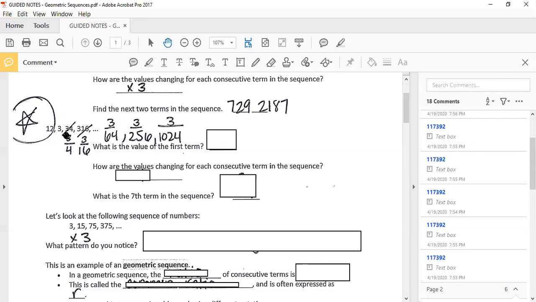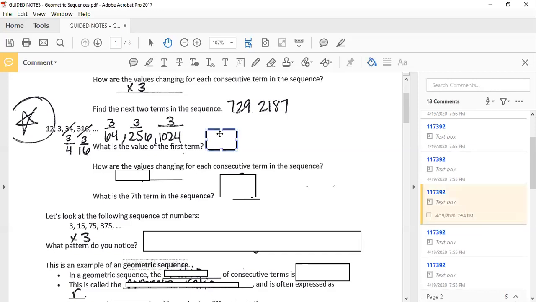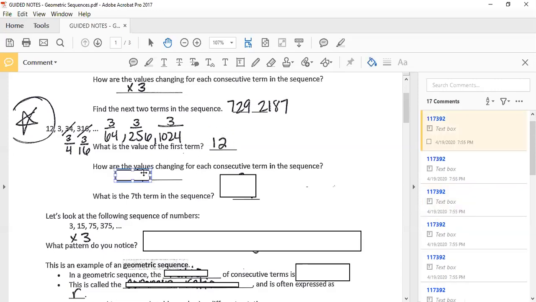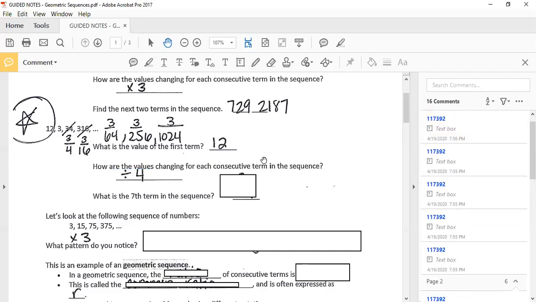Okay, in this one, it actually goes 12, 3, and then 3/4. This should be a fraction, and then this should be 3/16. Obviously, that didn't turn out so good. So 3/4, 3/16. Obviously, we're dividing. Sorry, the first term is 12. We're dividing by 4 each time. Okay, so multiplication and division, as opposed to addition, subtraction, which we did last time, okay?